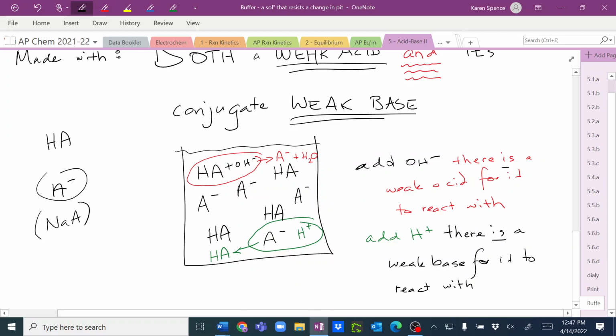So you need to have a weak acid and you need to have the conjugate weak base. You cannot get A minus on its own, so you need to combine it with a positive ion in the form of a, what do we call that kind of a compound? That's a salt. So that is the salt of the conjugate base.